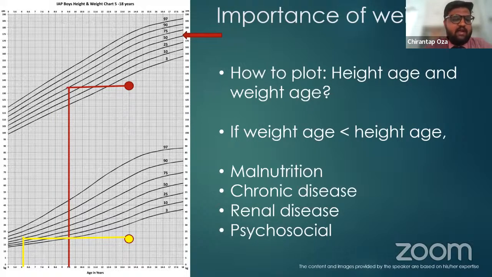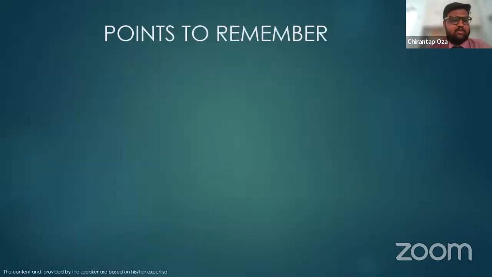Similarly, for height, extend the line horizontally up to the 50th centile and then draw it vertically such that it intersects the x-axis, and that gives us the height age of the child. If weight age is less than height age, as in this case, where the weight age is close to 6.2 years and the height age is around 9.5 years, malnutrition, chronic disease, renal disease, and psychosocial forms of short stature must be considered as etiology.